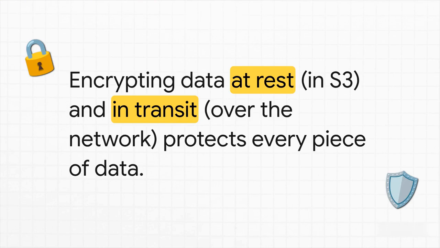We encrypt the data at rest, when it's just sitting on the shelf in S3, and in transit, anytime it's moving across the network. That way, even if someone managed to get in, all they'd see is complete unreadable gibberish.